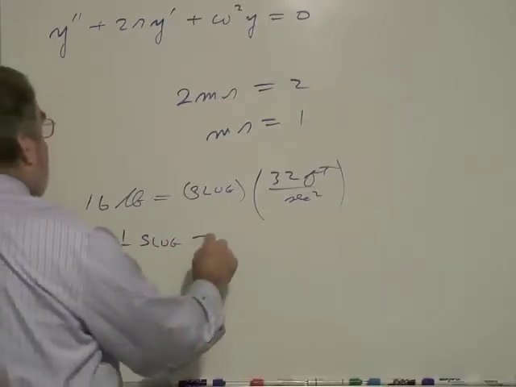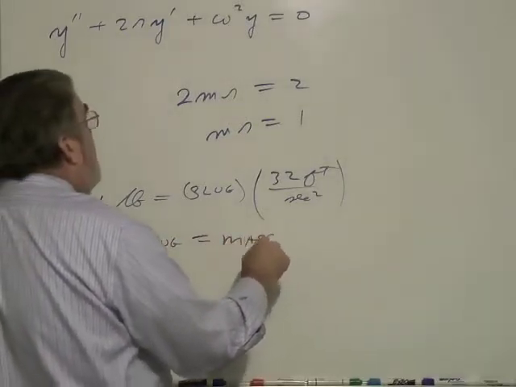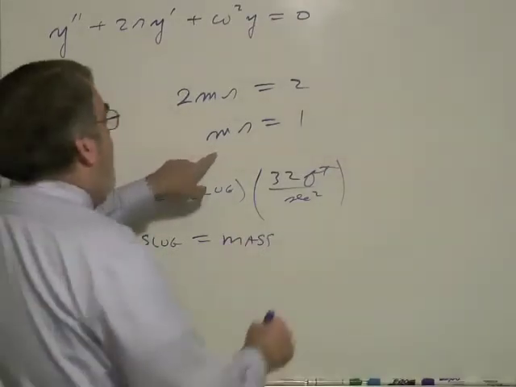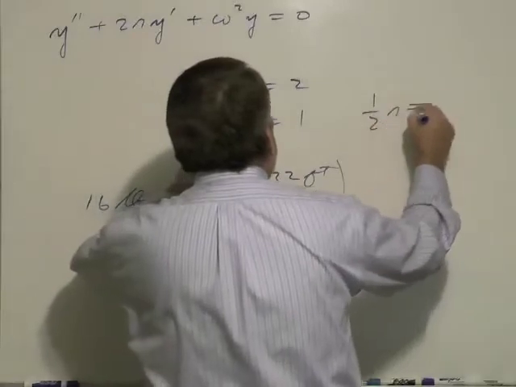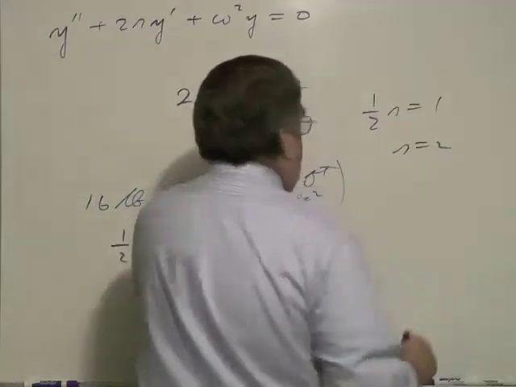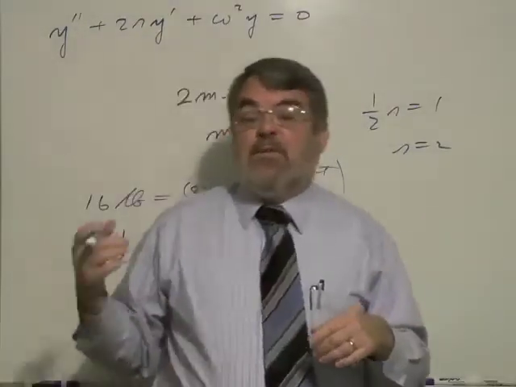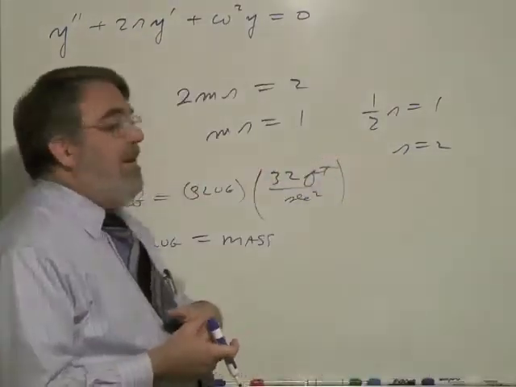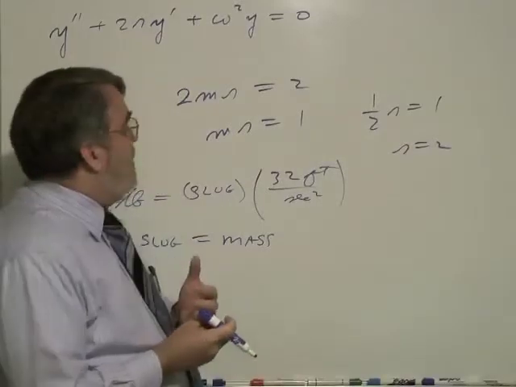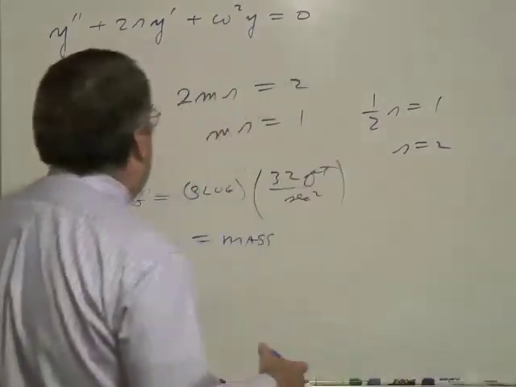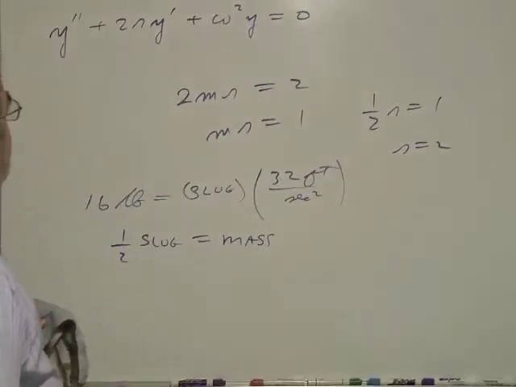So is the mass of this weight. So plug 1/2 into here, 1/2 R equals 1, that means R equals 2. So it was coincidence that the coefficient of resistance was 2 and that R was also 2, and that's because of the 16-pound weight being 1/2 of a slug.